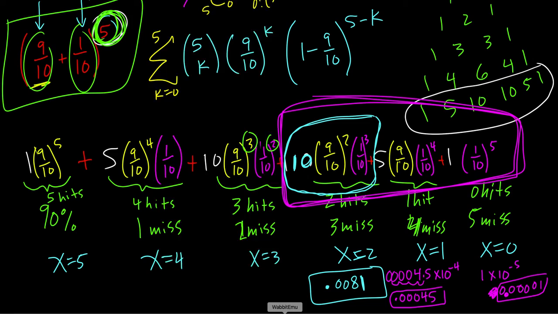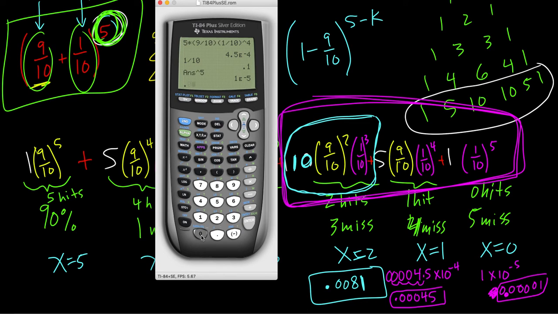Now we just need to add these 3 together. So 0.0081 plus 0.00045 plus 0.1234 1. And so we get 0.00856.